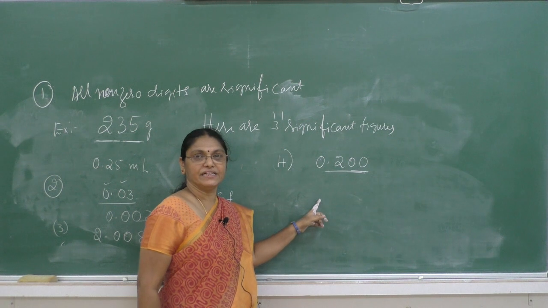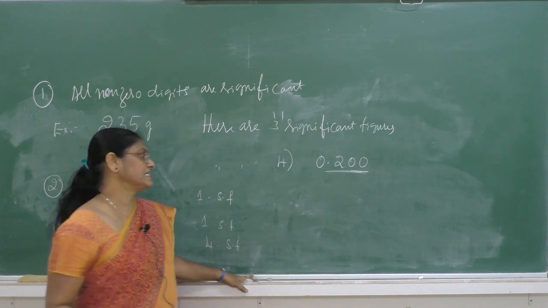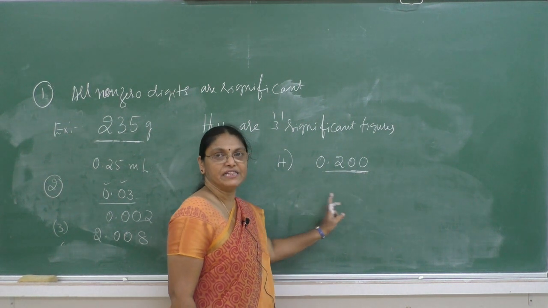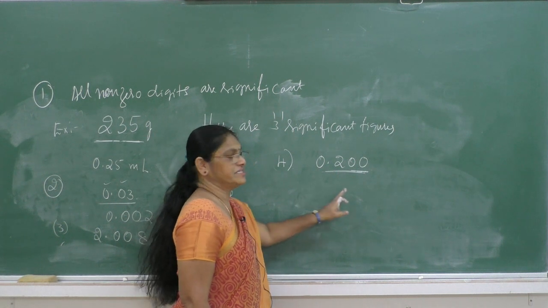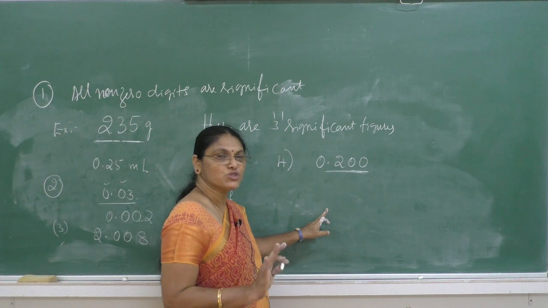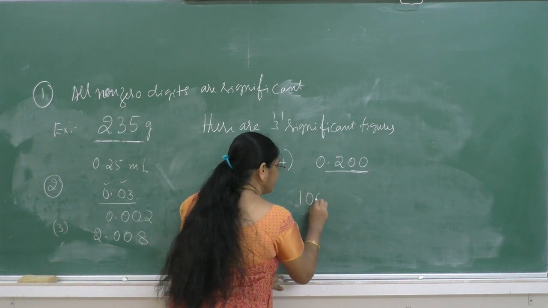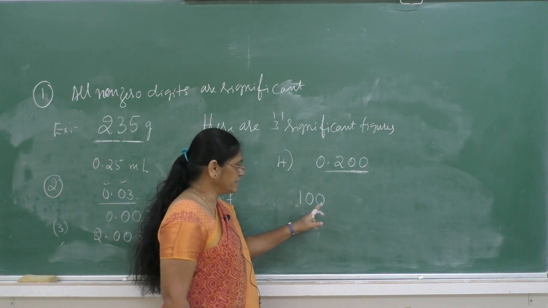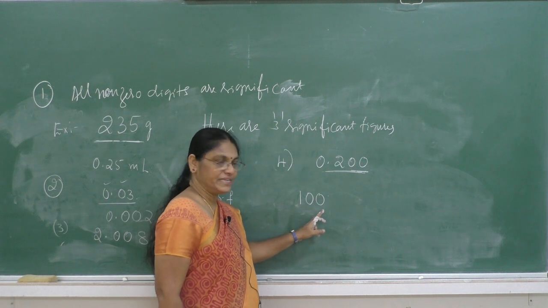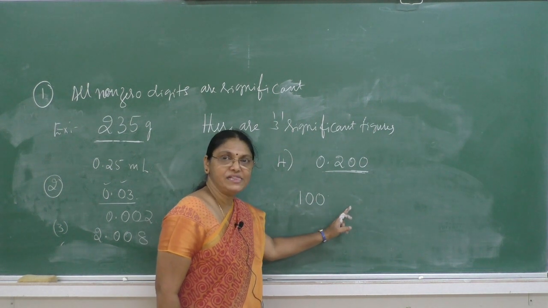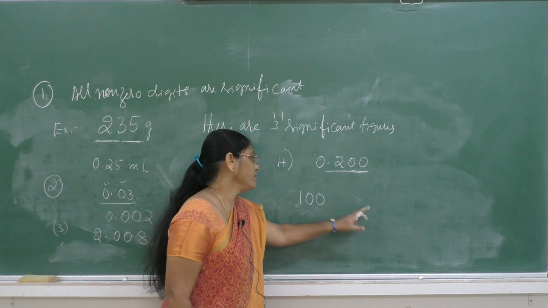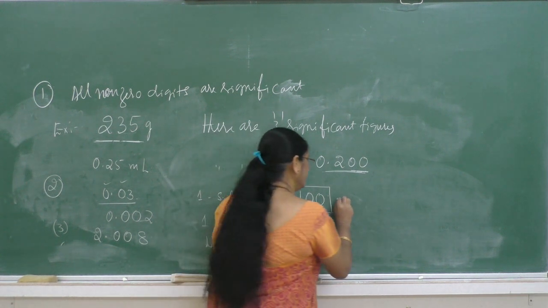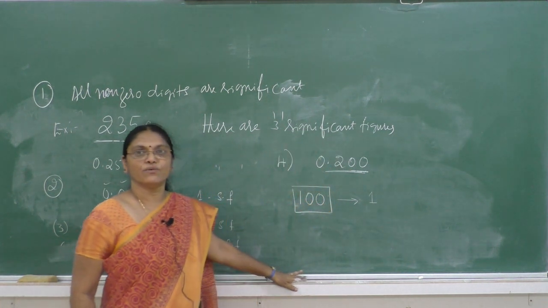The zeros present at the terminal point are not significant, provided there is no decimal point. For example, 100. There is no decimal point. So, this number contains two terminal zeros but no decimal point. So, therefore, how many significant figures are present in this number? That is 1.